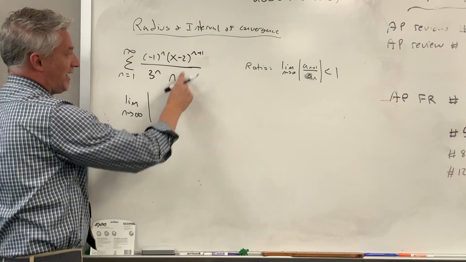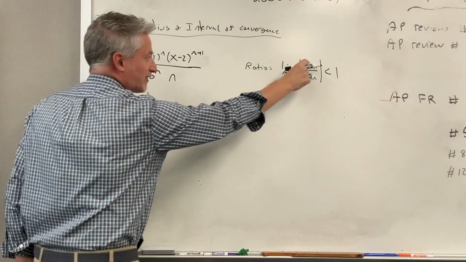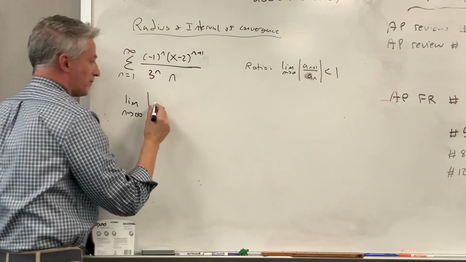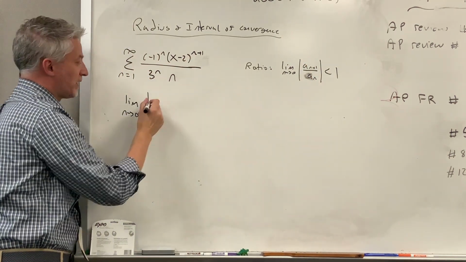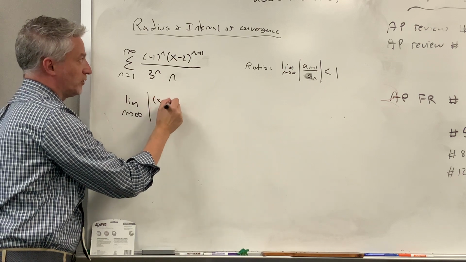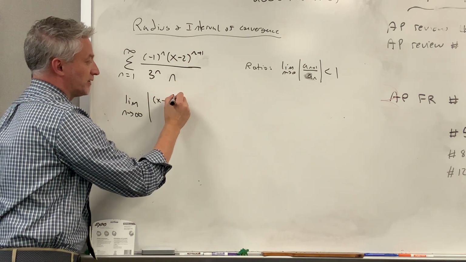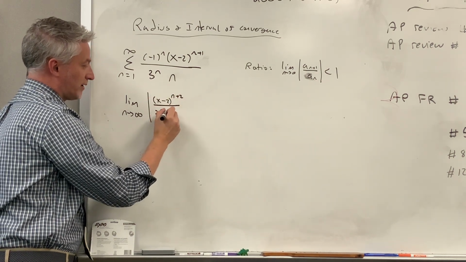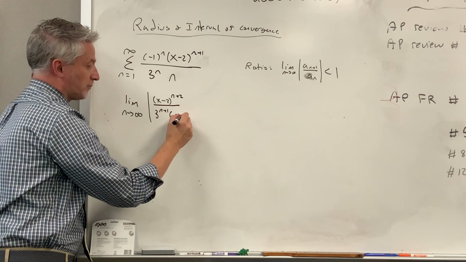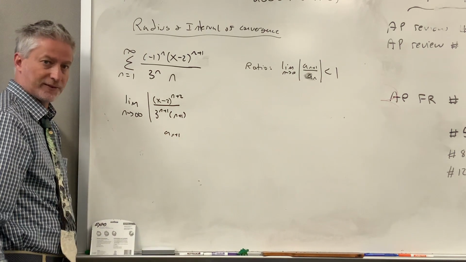So I've got n and I have n plus 1. When I get my next term, my a sub n plus 1 term, all I'm going to do is replace each n with n plus 1. So we get this x minus 2 to the n plus 1 plus 1, and that becomes just n plus 2 over 3 to the n plus 1 times n plus 1. Now there is my next term, a sub n plus 1.